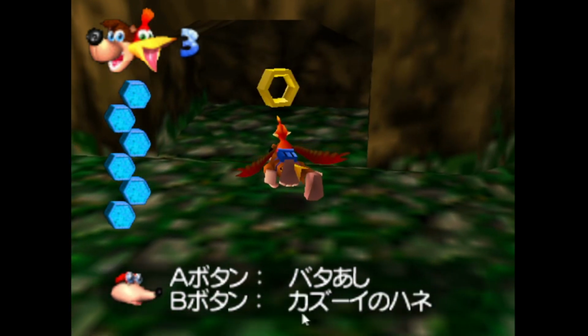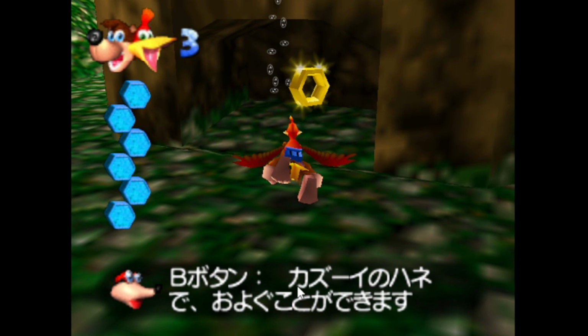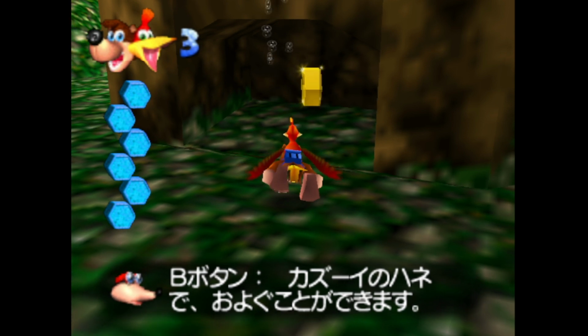And then B botan, Kazooie no hane. So Kazooie's wings is the B button. Oh, he's not done. Kazooie no hane de, so using Kazooie's wings, oyogu koto ga dekimasu. So the act of swimming, you can do. Can be done. That's funny. Oyogu koto ga dekimasu, because he could have just said oyogemasu, and that would be the potential form of oyogu. But he wants to say oyogu koto ga dekimasu, which is kind of funny.